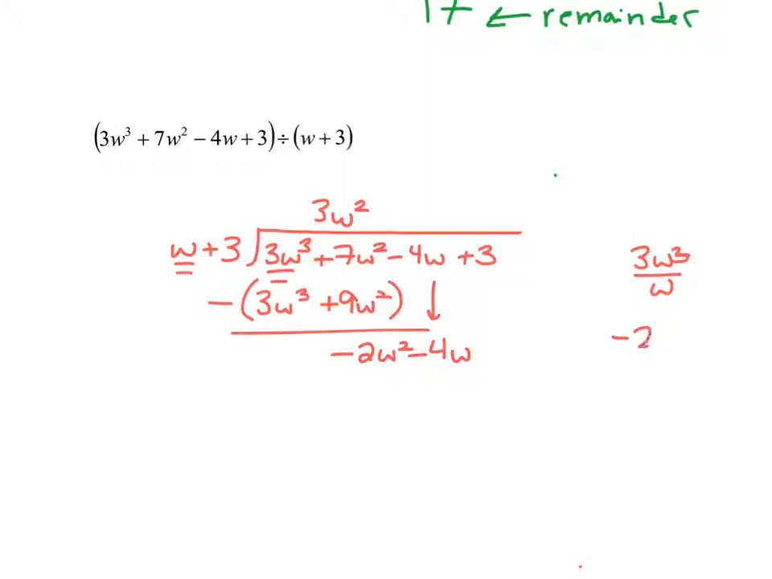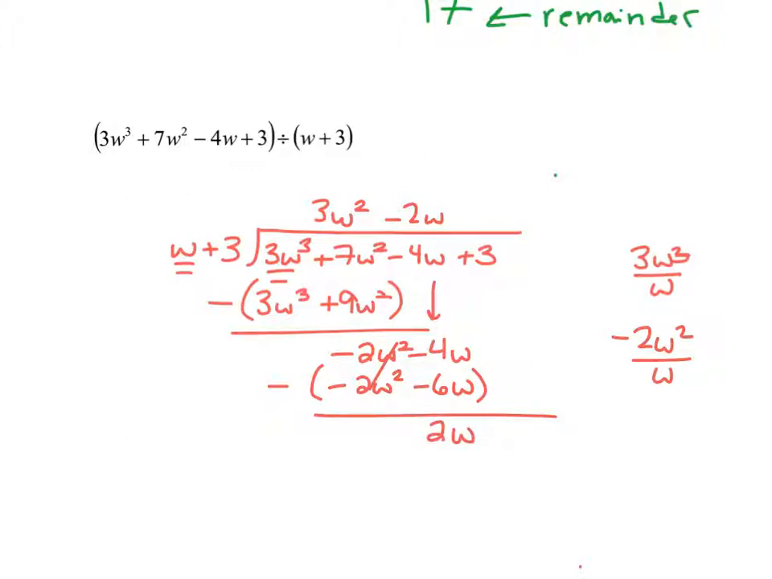So we'll take negative 2w squared divided by w, which is negative 2w. Multiply it around. Negative 2w times w is negative 2w squared. Negative 2w times 3 is negative 6w. Subtract. Negative 2w squared minus negative 2w squared cancels. Negative 4w minus a negative 6w is like plus 6w. So that's going to be 2w. And then I'll bring down the positive 3.